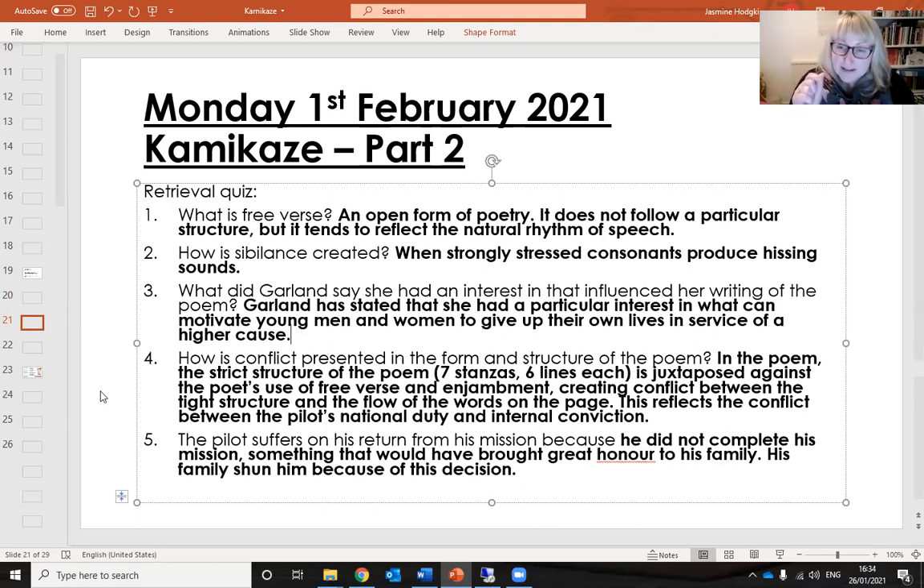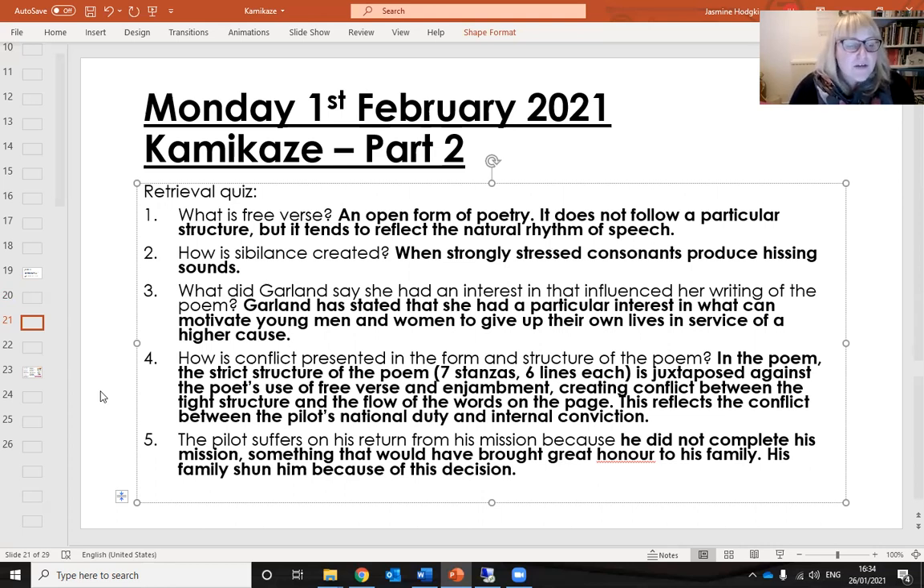Number 4, how is conflict presented in the form and structure of the poem? What things combined to present conflict? So in the poem, the strict structure of the poem, it's got 7 stanzas, each with 6 lines, is juxtaposed against the poet's use of free verse and enjambment, which creates conflict between the tight structure and the flow of words on the page. This reflects the conflict between the pilot's national duty and his internal conviction.